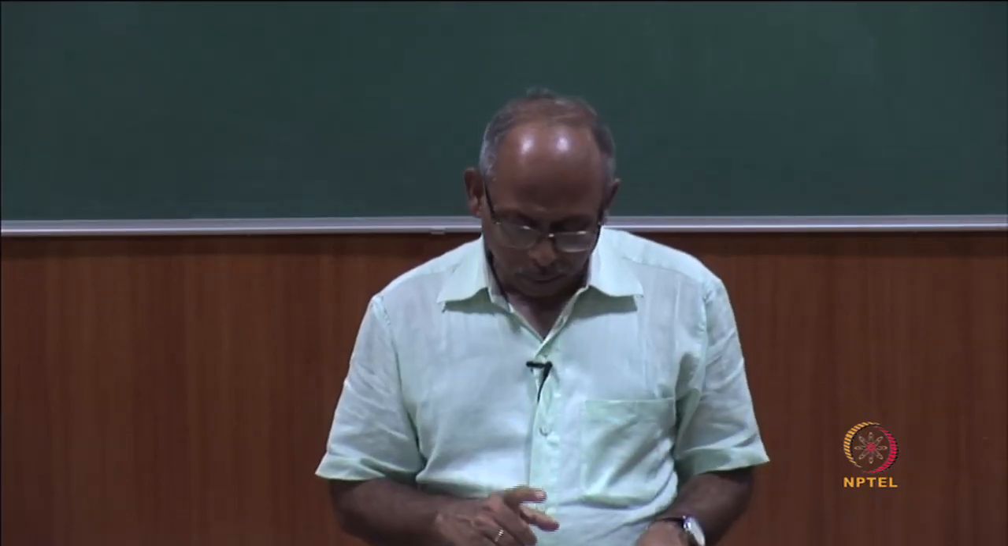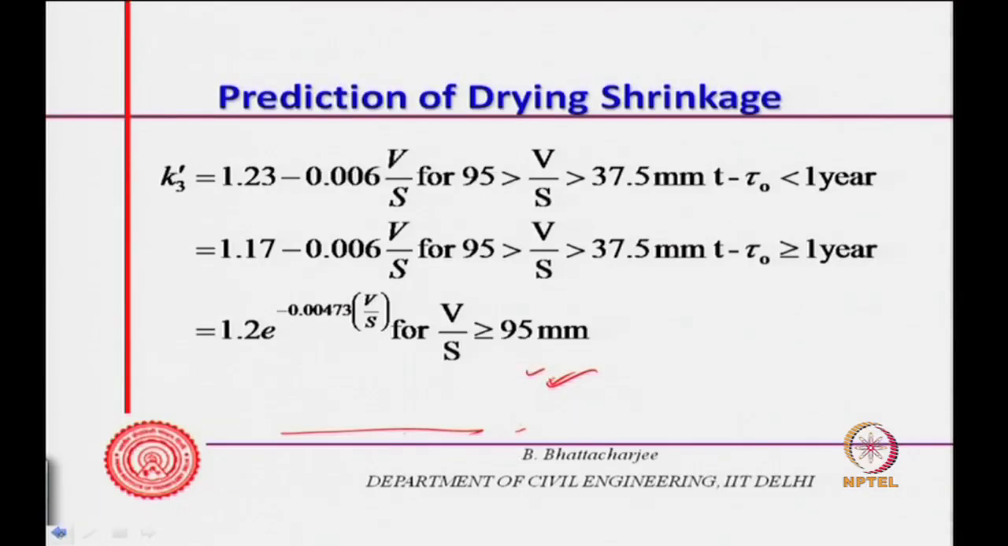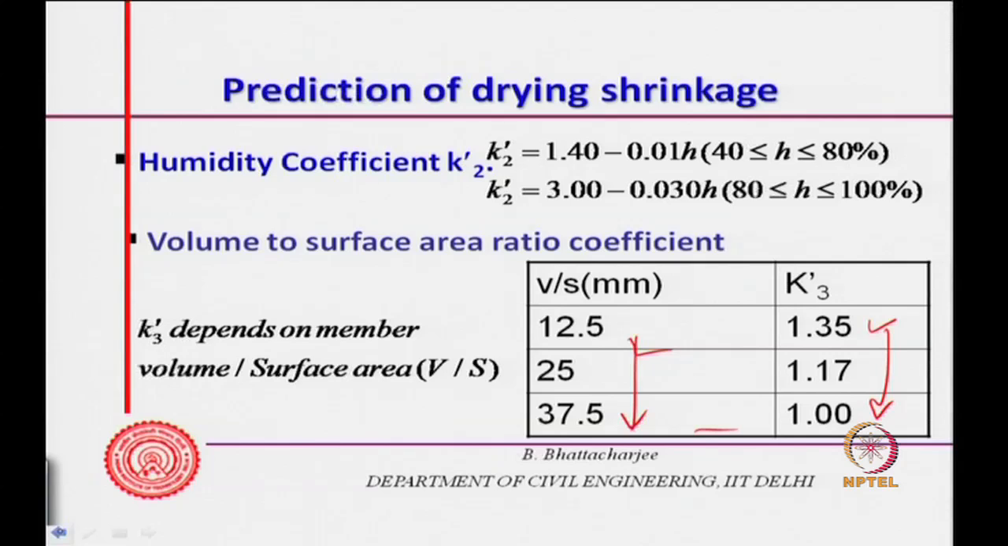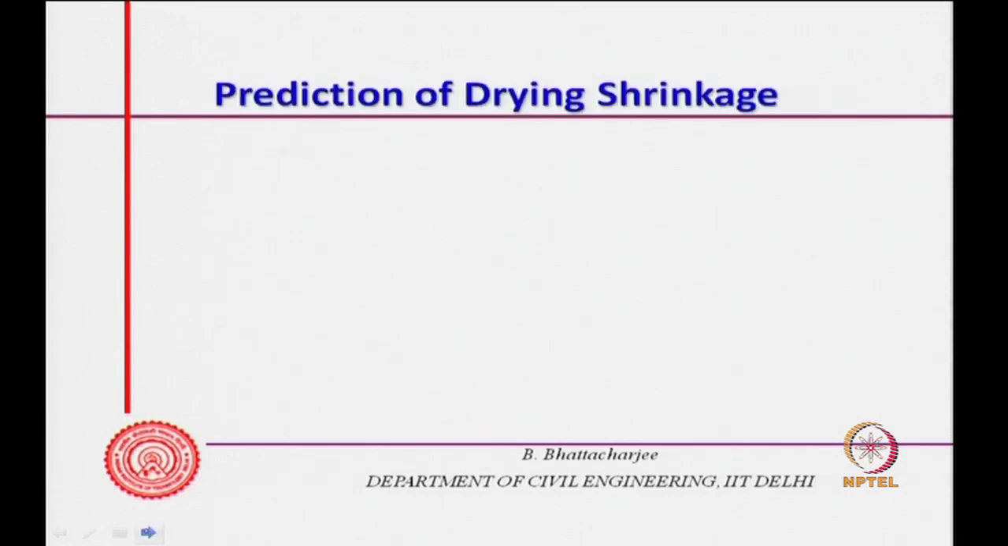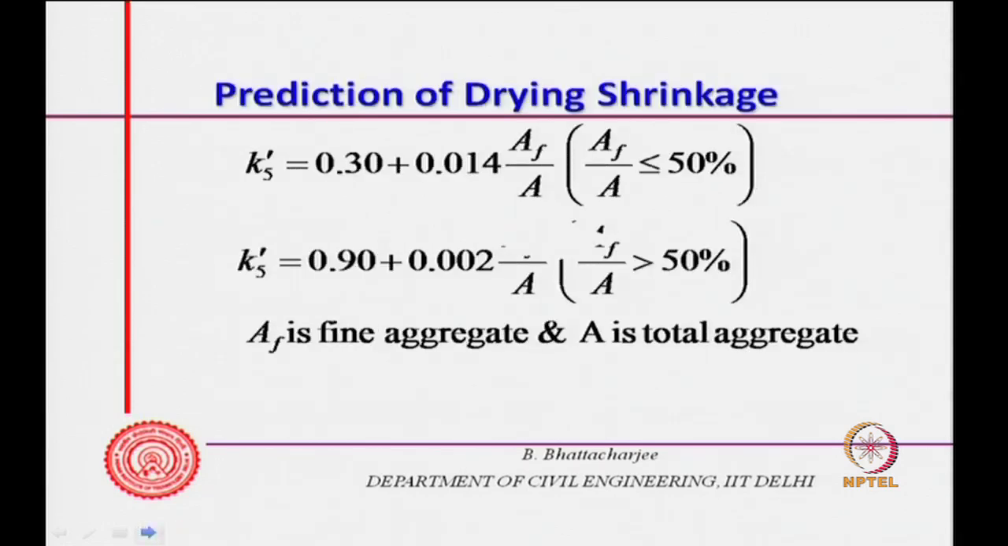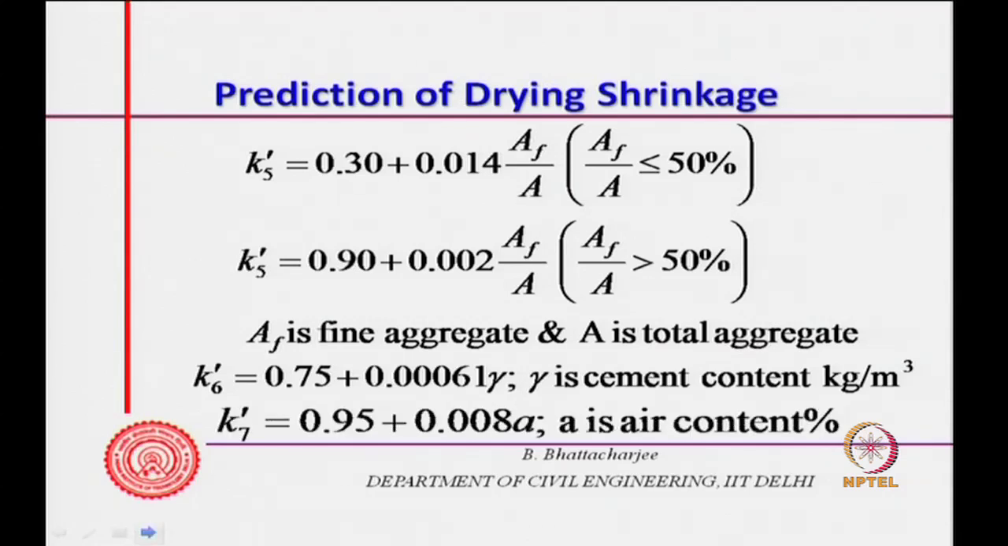K 2 depends upon humidity condition, K 3 depends upon member volume to surface area ratio, and K 4 depends upon slump, K 5 depends upon fine aggregate content, and K 6 depends upon the cement content, and K 7 depends upon the air content of the system.